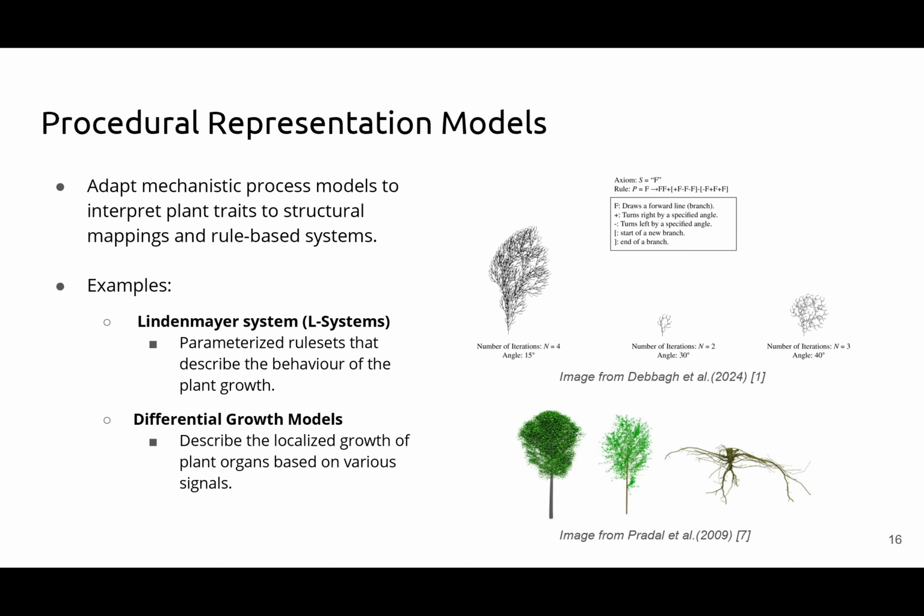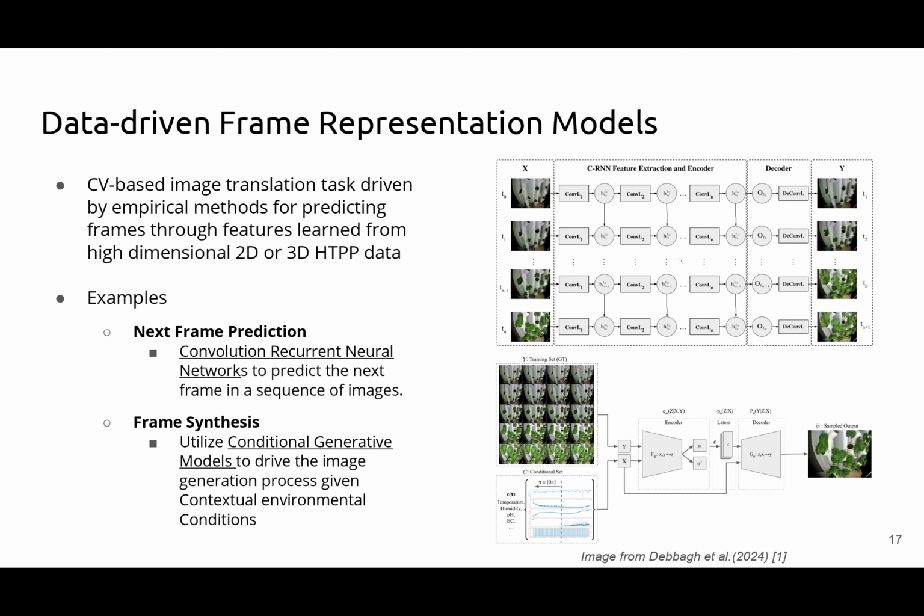So the first type of representation model is a procedural representation model, where we adopt more of a mechanistic process where we try to map plant traits to the structural elements of a plant. And we typically use some sort of rule-based system. And here the most common type is the Lindenmayer system, which is a parameterized rule set based method of describing plant growth.